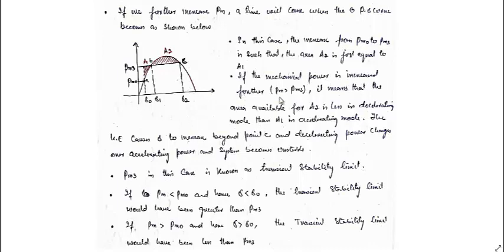If the mechanical power is increased further beyond Pm3, it means the area available for A2 in decelerating mode is less than A1 in accelerating mode, as I have just discussed. The kinetic energy causes delta to increase beyond point C, and the decelerating power changes to accelerating power, and the system becomes unstable because the kinetic energy at this point increases beyond point C. This is the limiting case. I'm talking about the case when Pm is greater than Pm3.